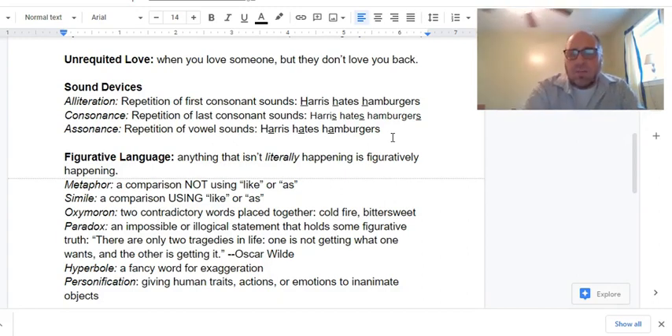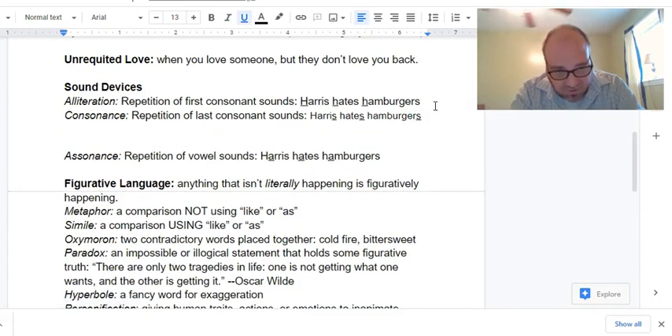But I gave you an example here. It's the same example. I did this on purpose. Harris hates hamburgers, right? One thing to keep in mind with sound devices is they are sound devices, which means they have to do with the sounds of words rather than with the spelling of words.